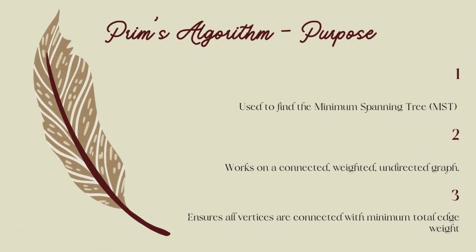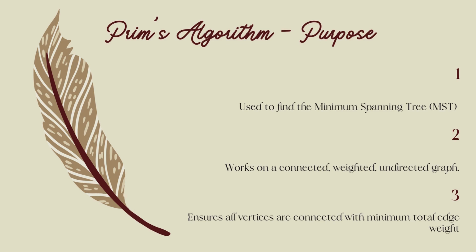First, Prim's algorithm is used to find the minimum spanning tree or MST. This means it connects all the vertices in a graph while keeping the total edge weight as small as possible. Second, this algorithm works on a connected, weighted and undirected graph.